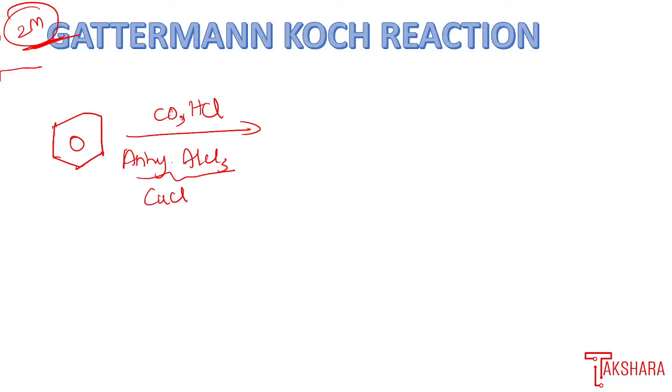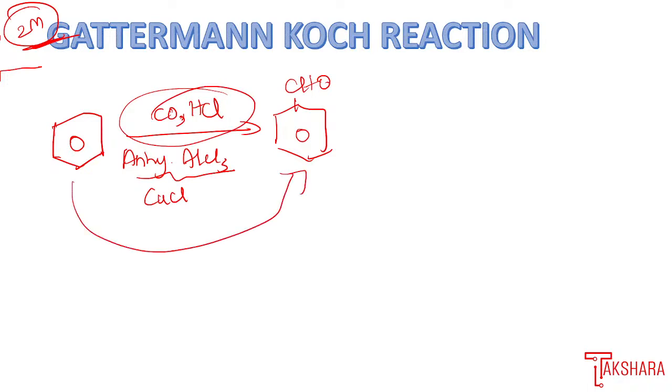So we'll get the product. Here benzene is converted into benzaldehyde. The CHO group is attached because of this reagent, and the reaction takes place in the presence of anhydrous AlCl3. So benzene reacts with carbon monoxide and HCl in the presence of anhydrous aluminum chloride and traces of cuprous chloride. CuCl is cuprous chloride.